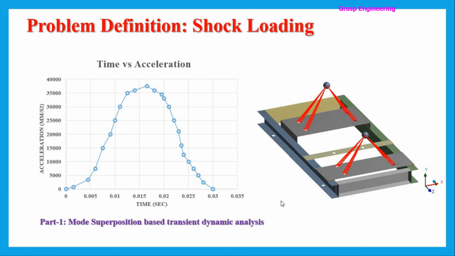Now we will go to our ANSYS and perform this simulation. As discussed earlier, there are two different methods to perform the transient simulation. First is the full method and second is the modal superposition method. Right now we will use the mode superposition based transient dynamic simulation. For that, first we will simulate the modal analysis, and then we will simulate the transient simulation.